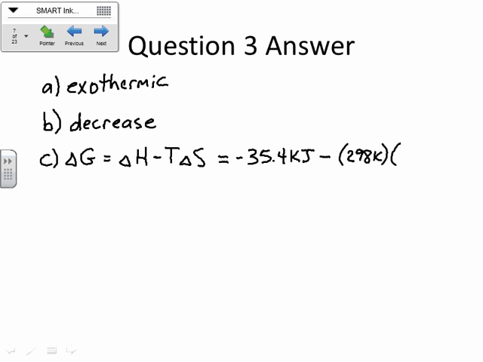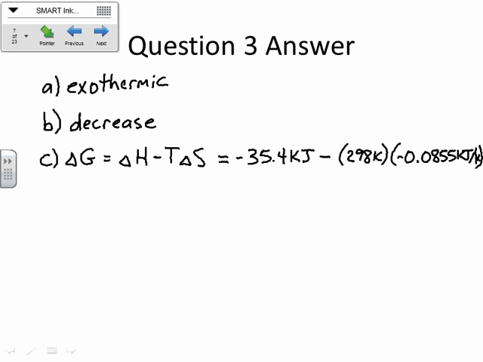And the reason I'm changing the delta S is because usually delta G gets reported in kilojoules, so then I don't have to convert at the end. But whichever way you want to do it. This is going to be negative 0.0855 kilojoules per Kelvin. Sorry, I ran out of room there.